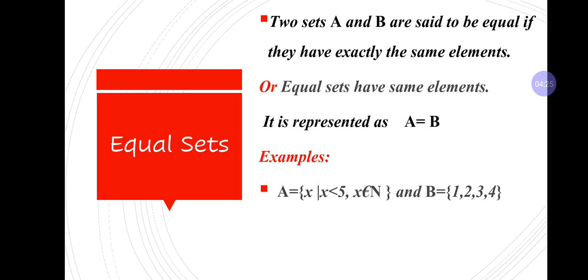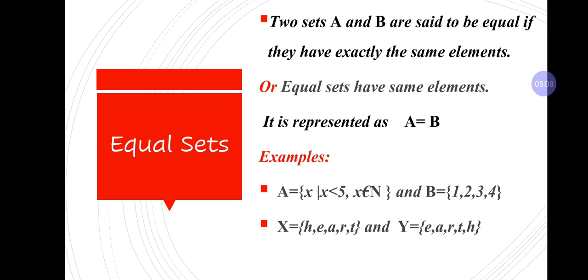First one is here set A represents the set of natural numbers less than 5 and set B also represents the set of natural numbers which are less than 5. Here the elements of A are represented by set builder form and in set B the elements of B are represented by roster form. The elements of A and B are represented in different ways, but both sets A and B have the same elements, so they are called equal sets.